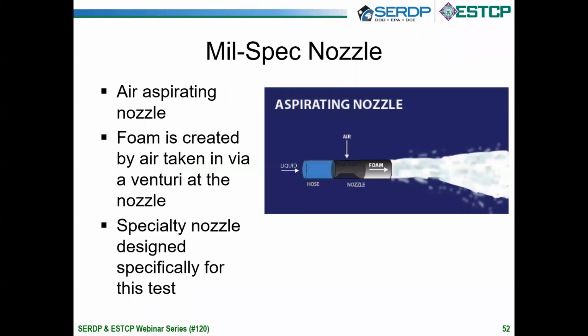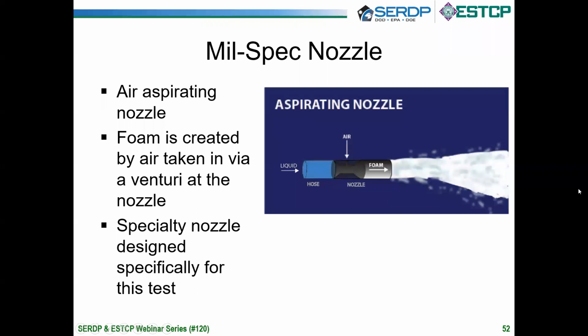So how is the foam made? A typical mil spec nozzle is an air aspirating nozzle where the liquid, which is the 3% or 6% concentrate, is fed in here, and the air is introduced through a venturi, and that creates the foam. Most of the foam develops after leaving the nozzle. So that's how the mil spec nozzle works.